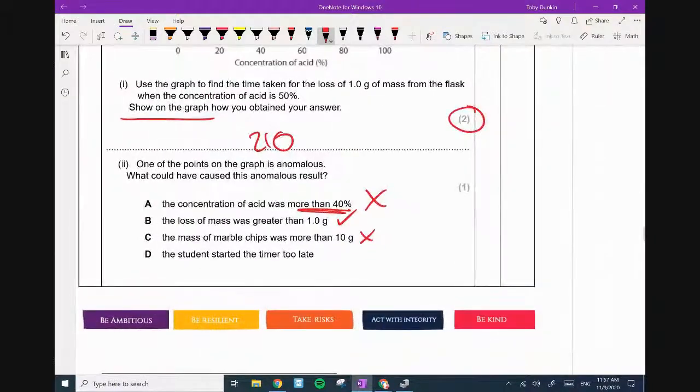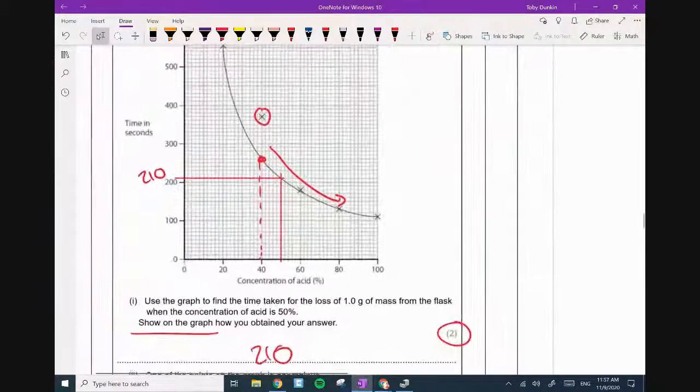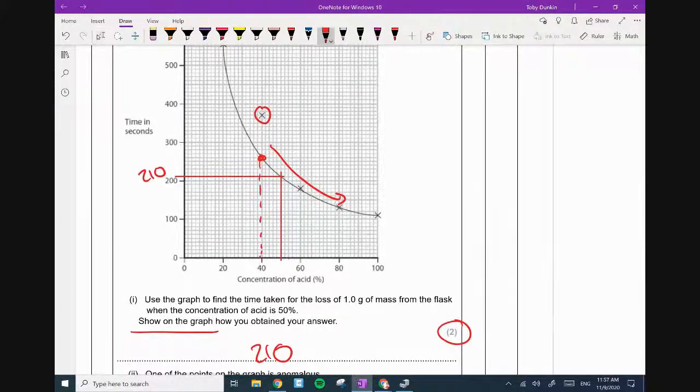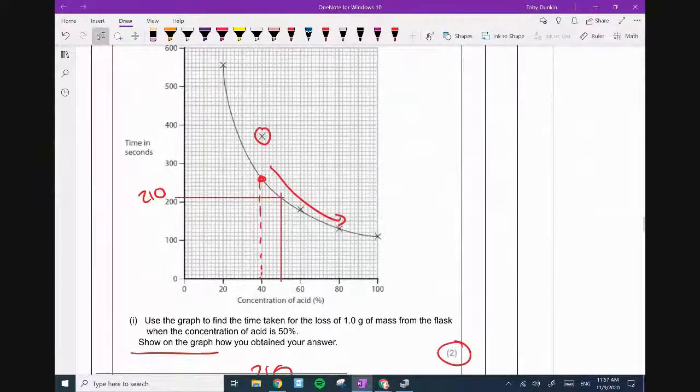The student started the timer too late. If the student started the timer too late, then her number would be small, because instead of starting it at 0, she's starting it here, which means her value would have been smaller than expected, not larger. Does that make sense? Because she started it too late. The student started the timer too late. Yeah, because imagine if you're going to end it. Oh, hang on a minute.